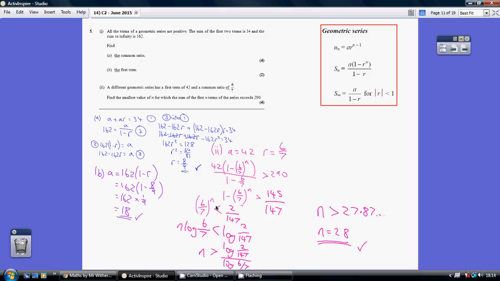I now bring logs into play, so n times log 6 over 7 is less than log 2 over 147. I then divide through both sides by log 6 over 7. Now have a care, log 6 over 7 is negative. When we divide by a negative, it changes our inequality sign. So now n is greater than log 2 over 147 over log 6 over 7. Pop this into our calculator, we get n being greater than 27.87, so n equals 28.